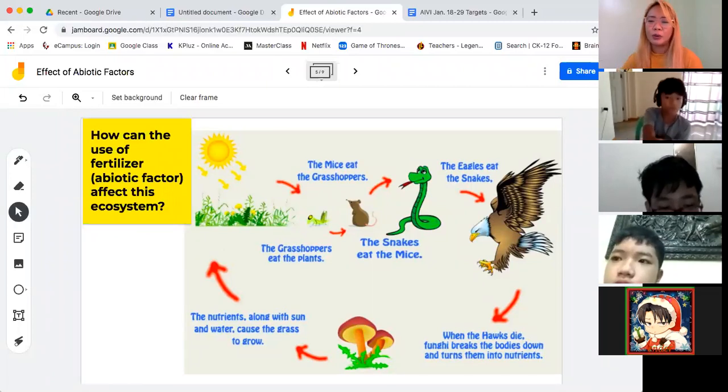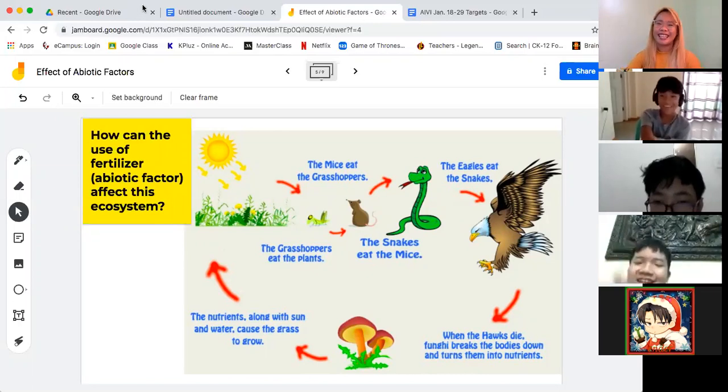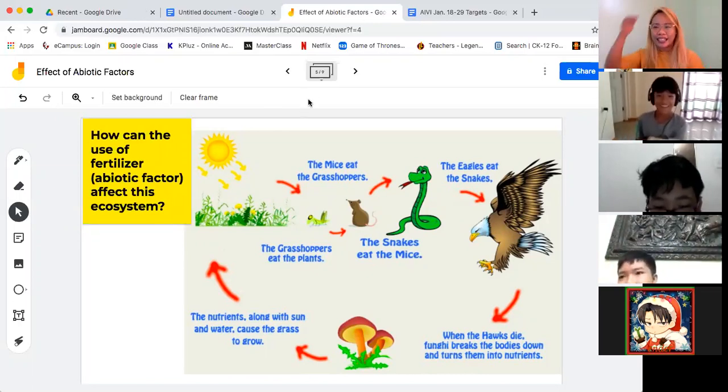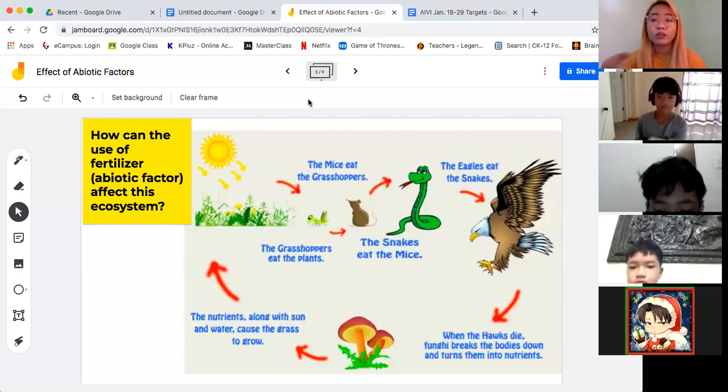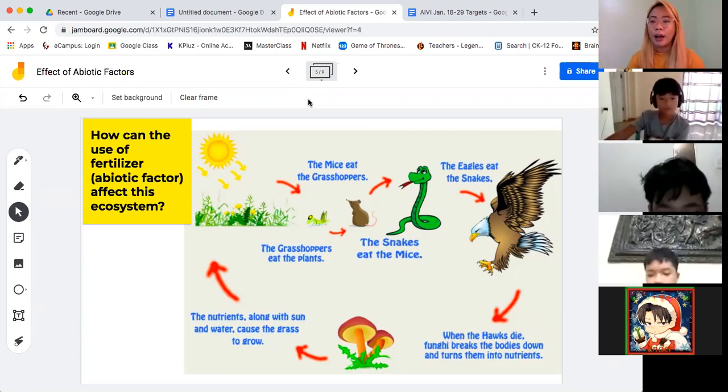Okay, sige, thank you. Kuya Kadish, you're raising your hand. Do you have additional ideas? Nasabi na ni Reynald. Okay, sige. So yes, the use of fertilizer, especially the amount of fertilizer that we are using and the kind of fertilizer that we are using. You have to remember we have chemical fertilizers, and we also have what we call natural fertilizers.